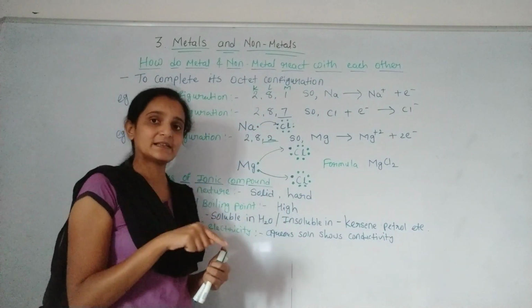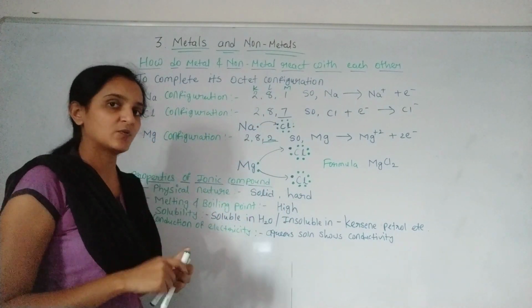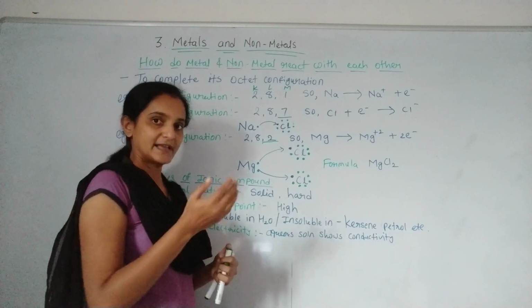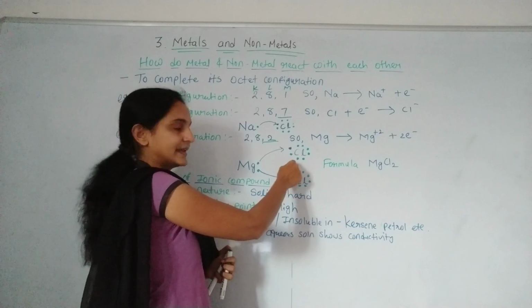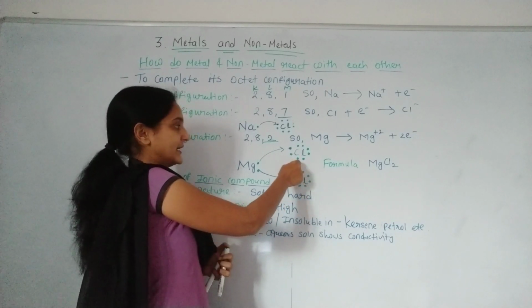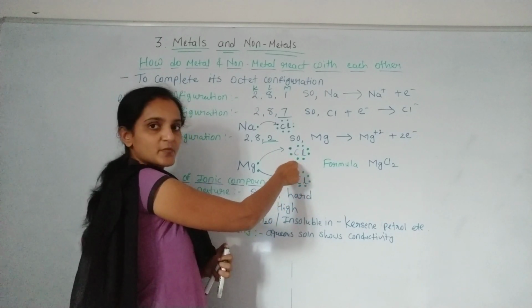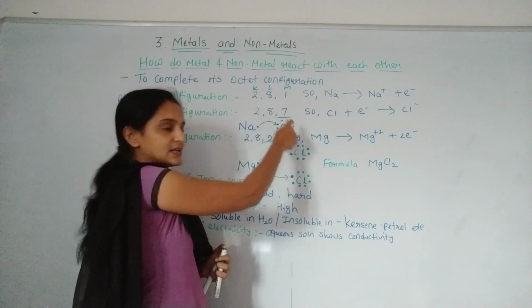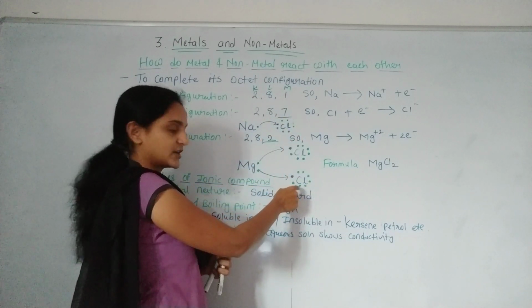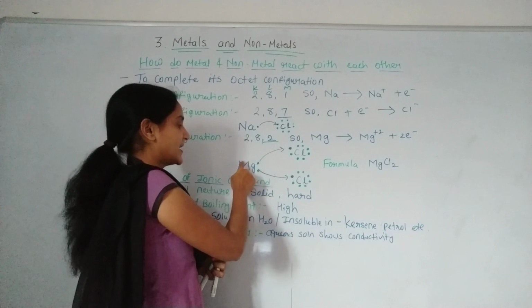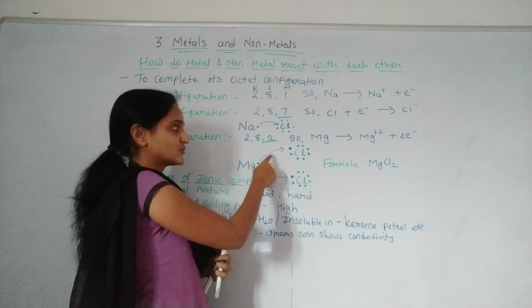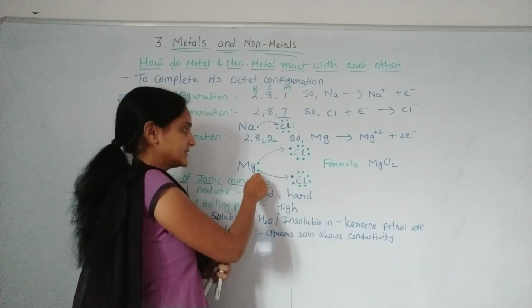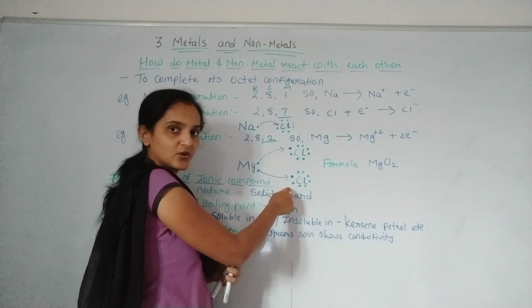Now when this Mg reacts with chlorine, what happens? Once again I am explaining with the dotted structure. See, the green dots are the electrons of chlorine. In the outermost orbital of chlorine there are how many electrons? 7 electrons, which I have dotted with green ink. And Mg has 2 electrons in its outermost orbital. So one electron is donated to one chlorine and another electron is donated to another chlorine.